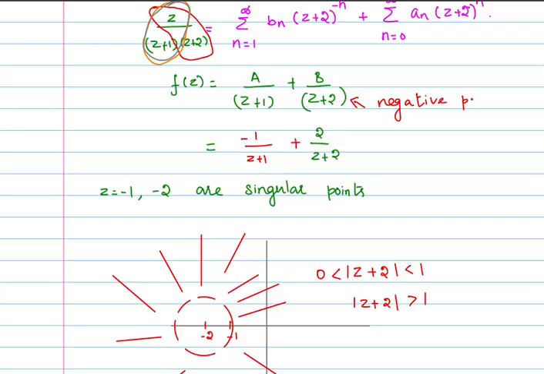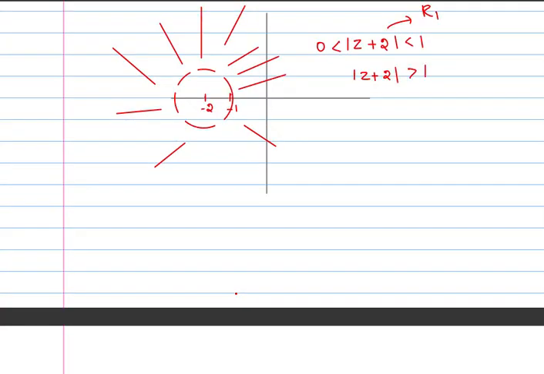Negative powers. In this region we take here as R1, all of these are positive powers, because your singular point is not inside the circle. That is the key idea. The inner circle is not. So that is why only positive powers will come in R1. In R2, -2 and -1 are both inside the circle, so we get the negative powers.